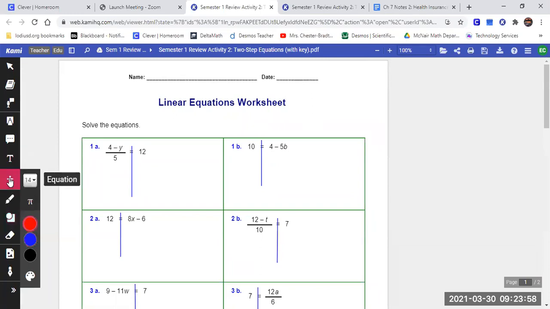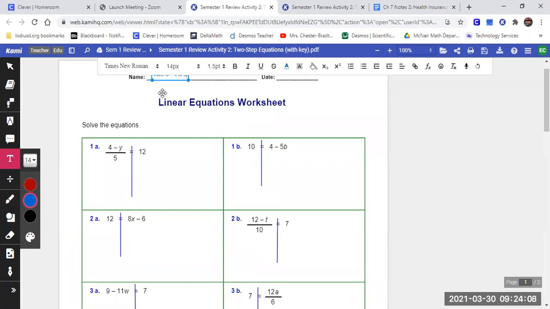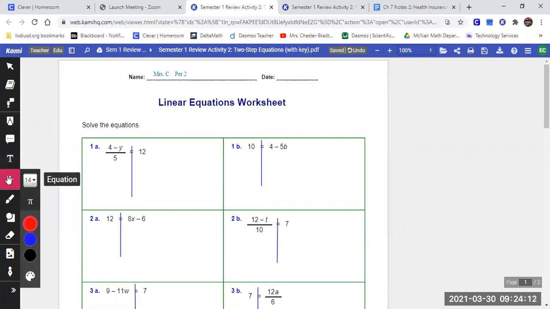Okay, put on our equation editor after we go to our text box for our name. Okay, so put your name and your period. I don't care about the date. Okay, the equation editor is the one that's the most helpful.